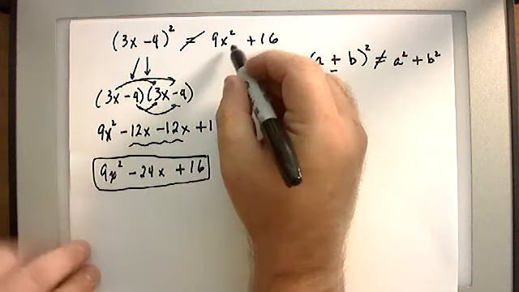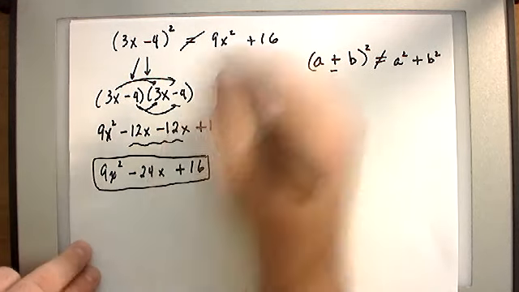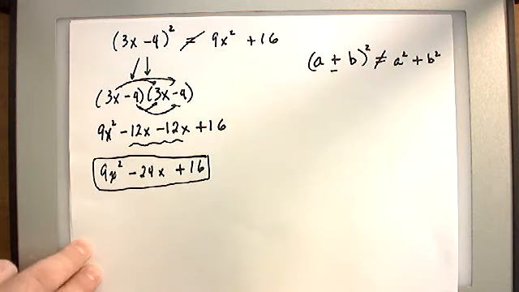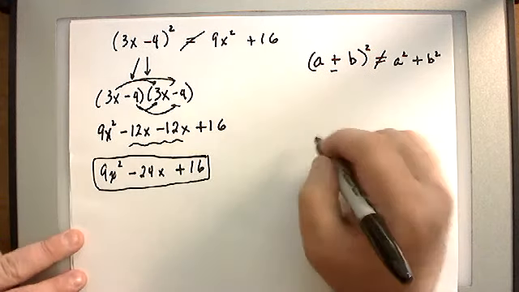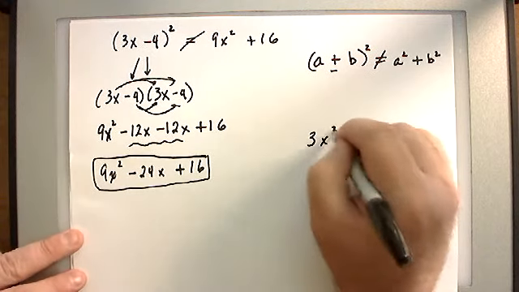If you just tell me it's 9x squared plus 16, you missed the entire middle, and that's no partial credit, my friends. So be very careful about this. If you've got two things in the parentheses, do not square the first one and square the second one. Sometimes people say, isn't that how the power rule works?